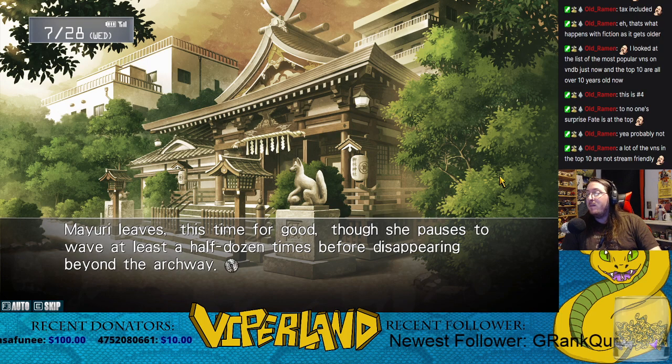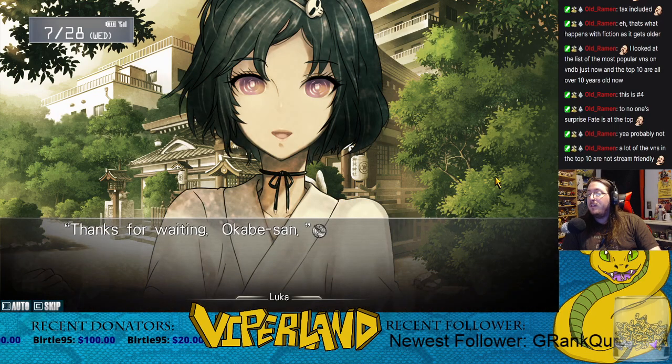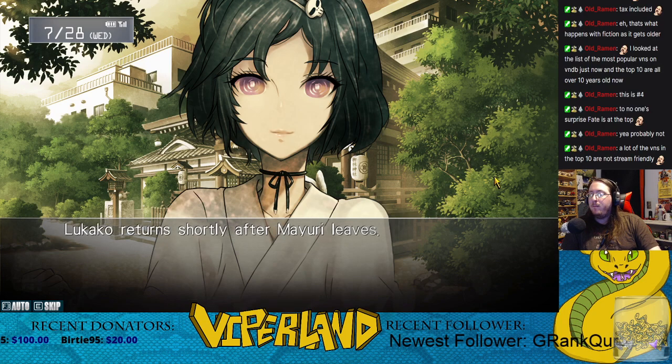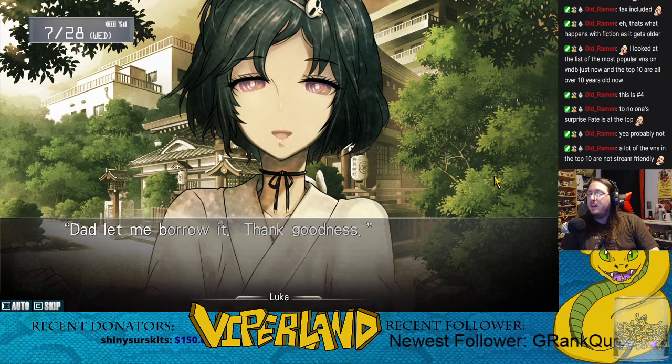Mayuri leaves, this time for good, though she pauses to wave at least a half-dozen times before disappearing beyond the archway. Thanks for waiting, Okabe-san. Lukako returns shortly after Mayuri leaves. In his hands is the white zigzaggy thing I asked for. Dad let me borrow it. Goodness.